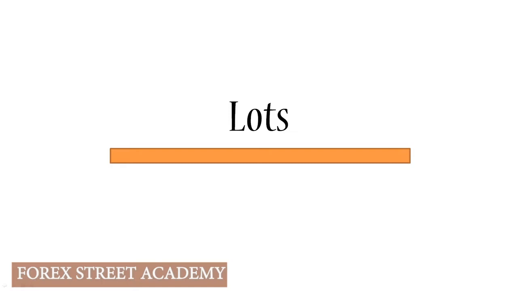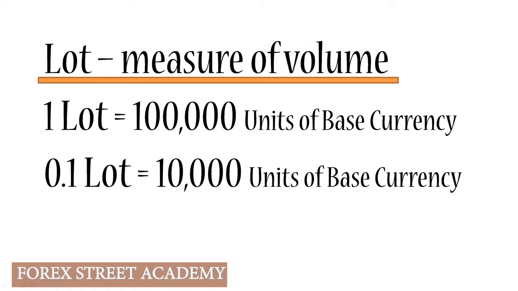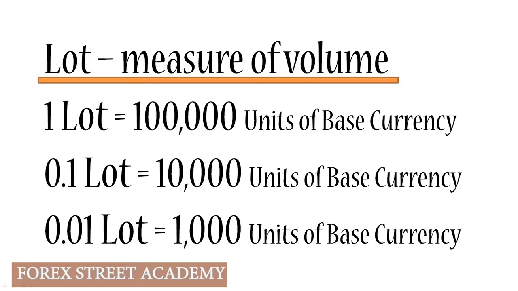Alright, so lots. A lot is a measure of volume of a transaction on the forex market. One lot equals 100,000 units of base currency. 0.1 lot equals 10,000 units of base currency. 0.01 lot equals 1,000 units of base currency. Also, 0.1 lot is called the mini lot, and 0.01 lot is called the micro lot.